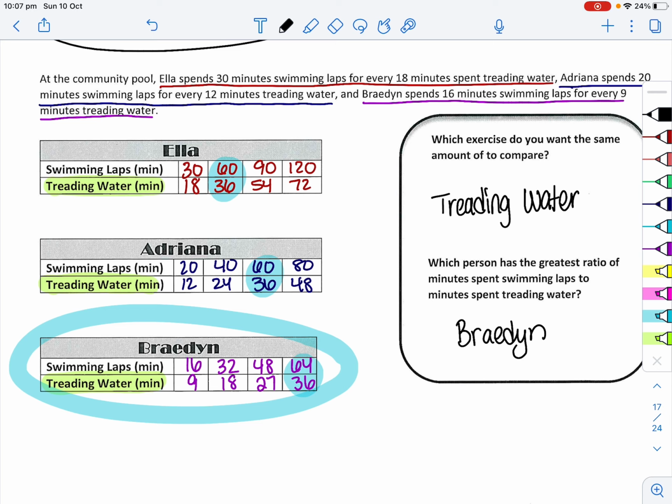I filled in the table for each one of these so that you guys could clearly see which values were the same and how I was comparing.